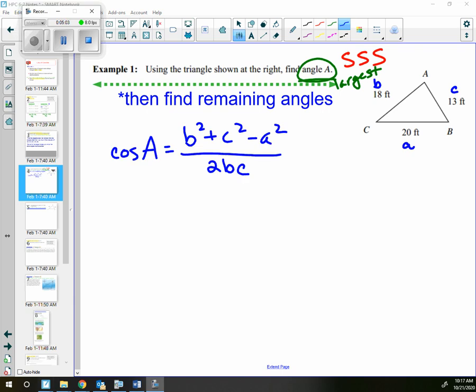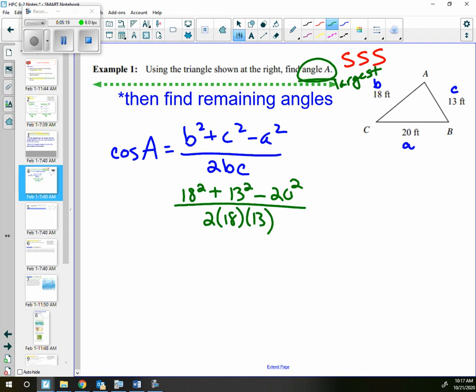The great thing about this is we can just substitute in the values and do our solving. So we put in b squared, 18 squared, plus c squared, which is 13 squared, minus a squared, 20 squared, over 2 times b times c. And we just need to do that calculation. That's what cosine of A is. Remember, then we're going to have to do inverse cosine to get that angle measurement.